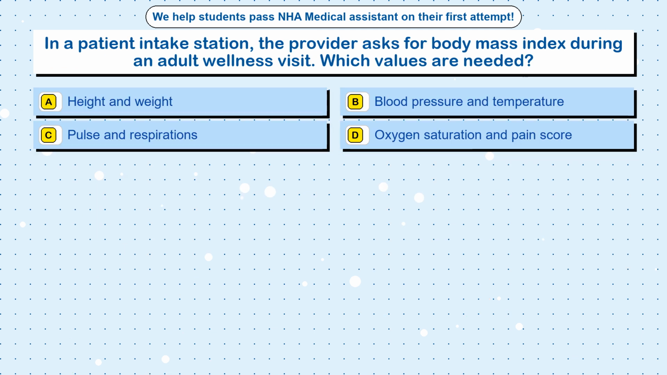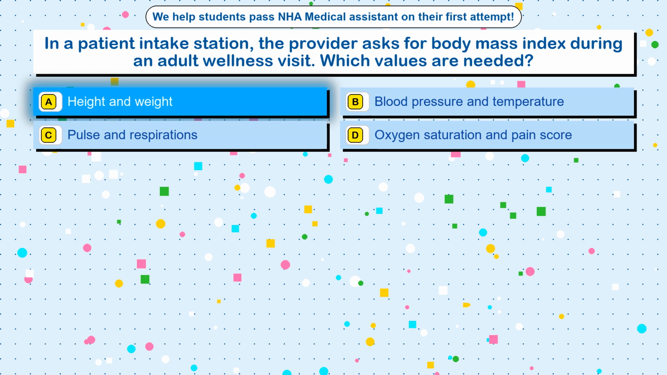Question 53. In a patient intake station, the provider asks for body mass index during an adult wellness visit. Which values are needed? Option A, height and weight. Option B, blood pressure and temperature. Option C, pulse and respirations. Option D, oxygen saturation and pain score. The correct answer is option A, height and weight.